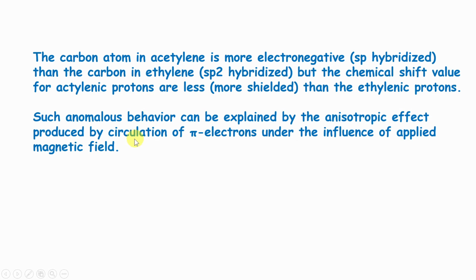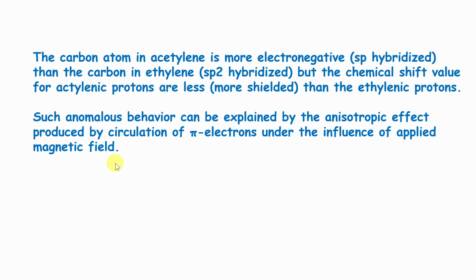Such anomalous behavior can be explained on the basis of a very important property called the anisotropic effect. It is usually produced by the circulation of pi electrons under the influence of an applied magnetic field. The pi electrons start to circulate when a molecule with a pi bond is placed in an external magnetic field.